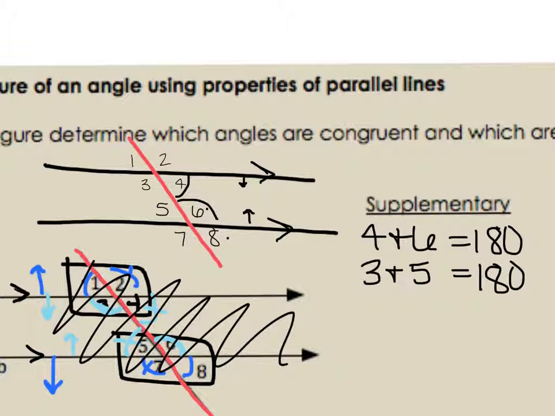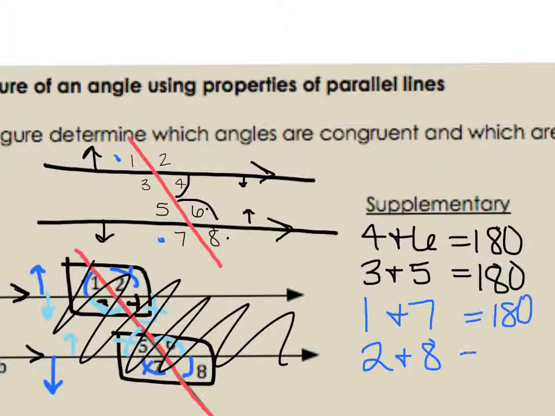Same thing with the outside angles. If we're talking outside the parallel lines, I'll mark these in blue. 1 and 7, they're on the outside of the parallel lines, but on the same side of that red line of the transversal. So 1 and 7 are supplementary as well. And very similar, 2 and 8. Okay, they're just on the right side of the transversal now.